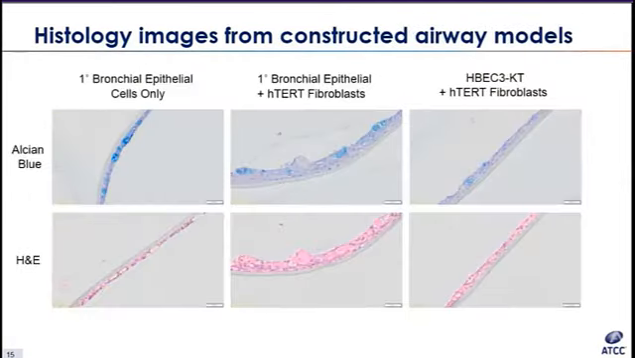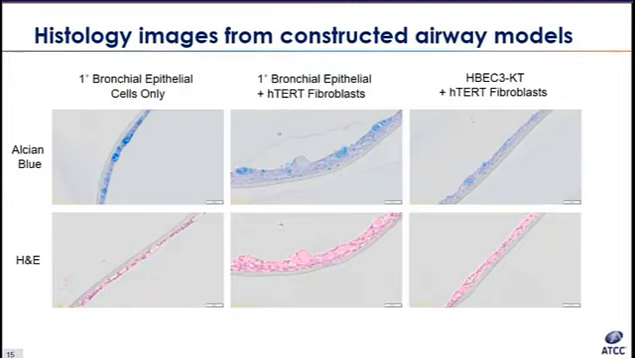Here are some representative images of stained sections taken from some of our in-house generated airway models. Specifically, we're looking at images from models comprised of only primary epithelial cells, models comprising both primary epithelial cells and HTERT fibroblasts, as well as models comprising HTERT bronchial epithelial cells and HTERT lung fibroblasts.